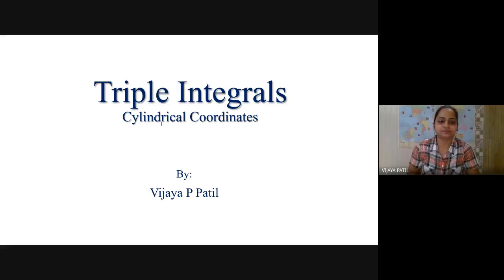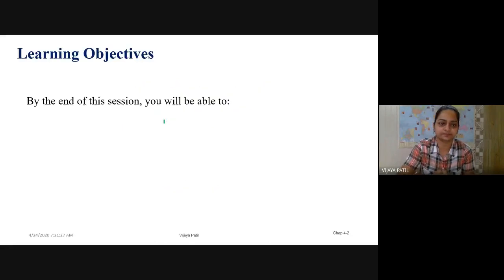Hello everyone. In continuation with the triple integrals and after the lecture on cylindrical polar coordinates, where I explained how the transition from polar to cylindrical happens and how the extension takes place, I'll now be dealing with triple integral examples using cylindrical coordinates.